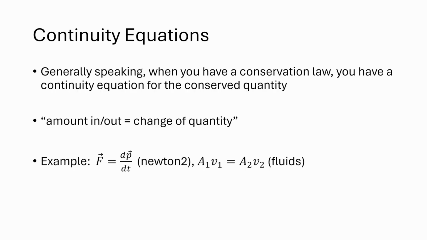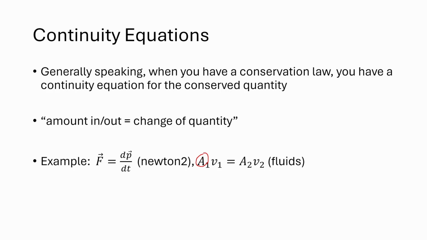Then we also have continuity equations in fluids. You see this in this A1V1 equals A2V2 business. This is talking about the flow of fluids in a pipe. So if you have a pipe with some cross-sectional area, that's the A, then if you make that cross-section smaller, the flow rate, the speed of the fluid, goes up because the total amount of fluid is fixed. Fluid goes in, fluid goes out. You don't just have water magically disappearing in pipes. It enters the pipe and it leaves the pipe.